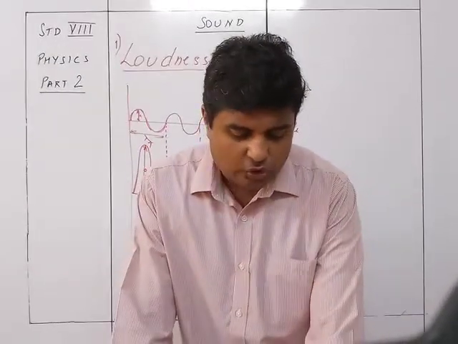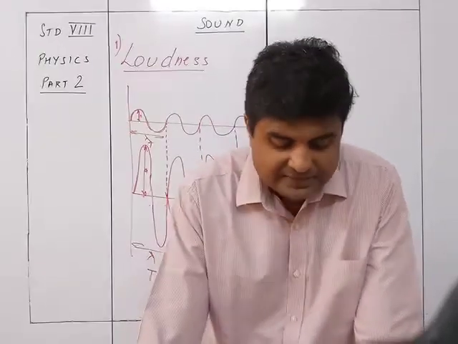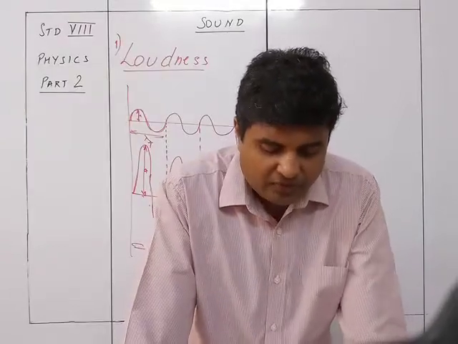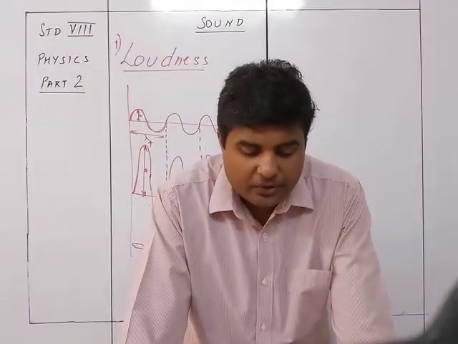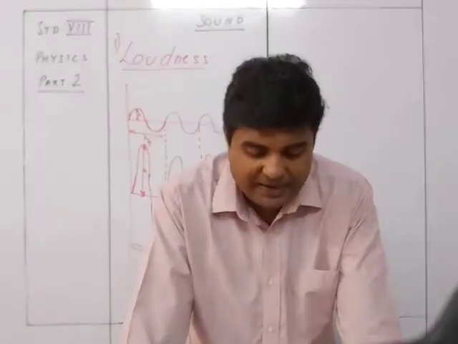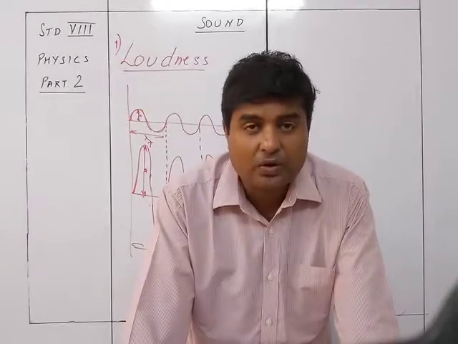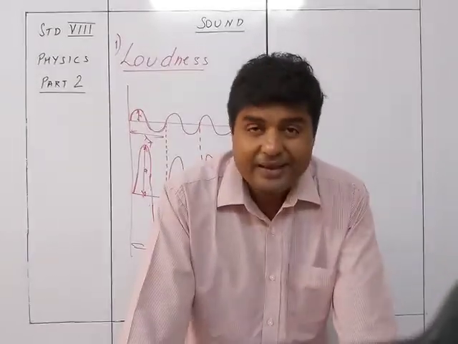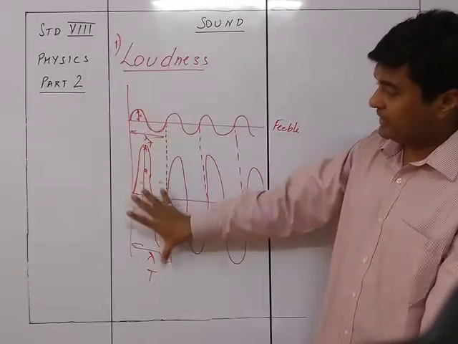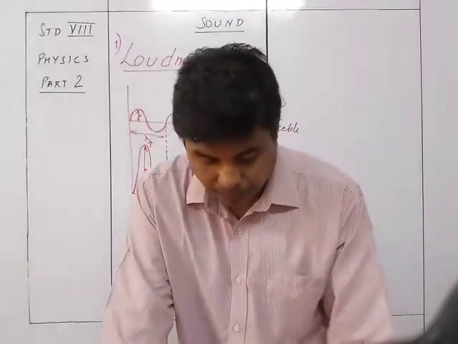Figure shows two waves A and B of the same wavelength, the same frequency, and the same waveform, but the amplitude of wave A is 2 meters while that of wave B is 4 meters. Thus the amplitude of wave B is greater than wave A, hence sound B is louder than sound A. You can see this much more prominently over here: this one is so small whereas this one is so big, but the time taken is the same and the frequency is the same.